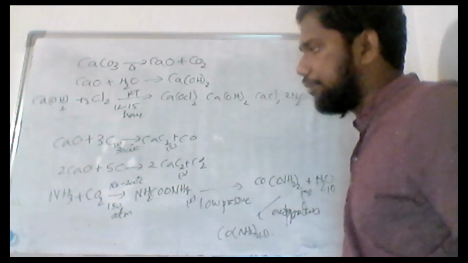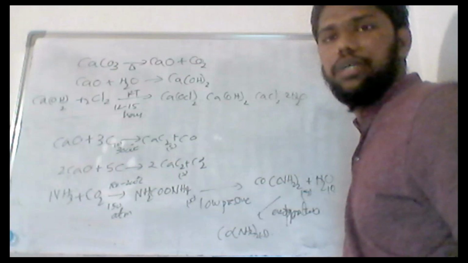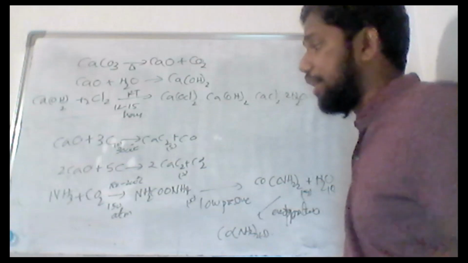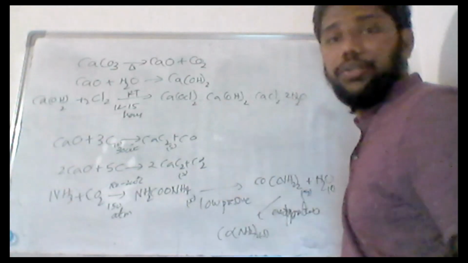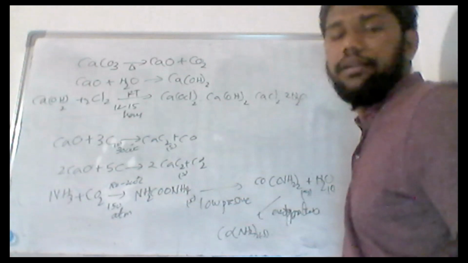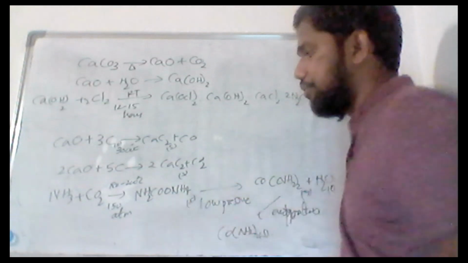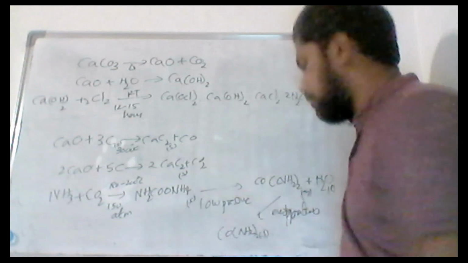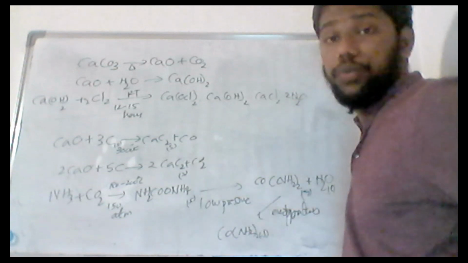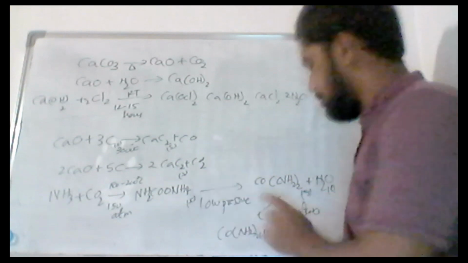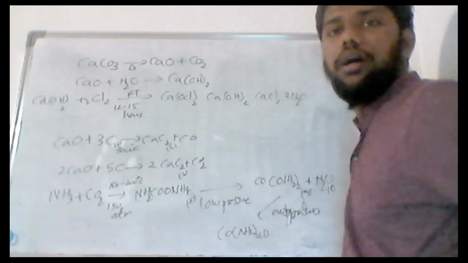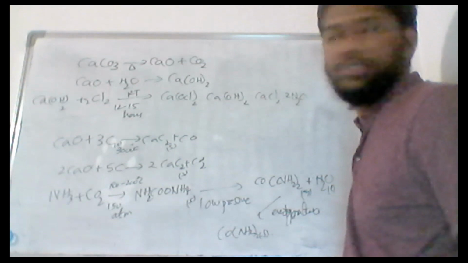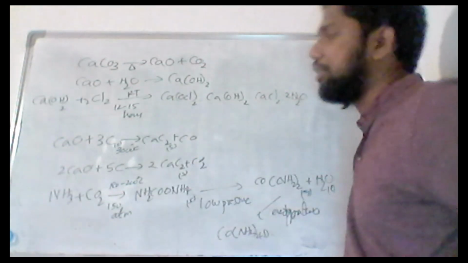And then urea: carbon dioxide and ammonia react at 180 to 200 degrees Celsius at 150 atm pressure to first form the solid ammonium carbamate. And then at low pressure, it decomposes into urea and water, and you can evaporate the mixture to get solid urea. So these are the three main processes.